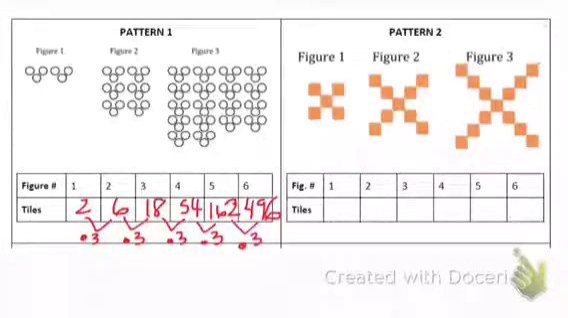Beautiful. So on the next page, we're not going to get there just yet. I'll wait. Yes? Oh, 486. Thank you. So it's not 496, it's 486. Thank you. Good. Awesome. All right, let's take a look at the second pattern. Erica, walk me through the second pattern.